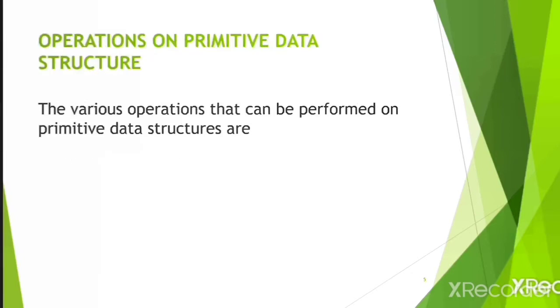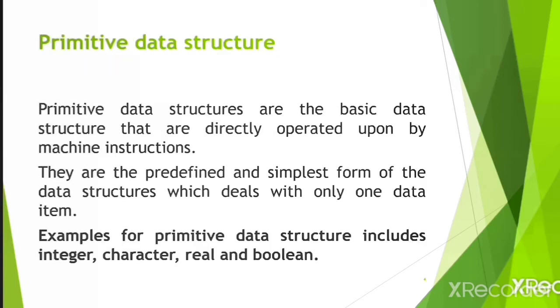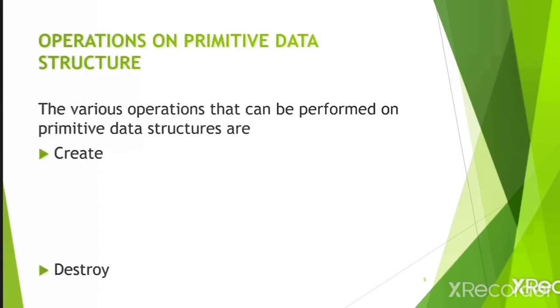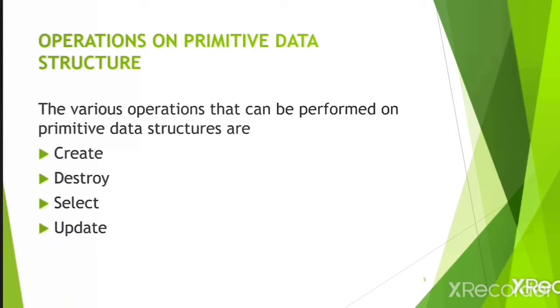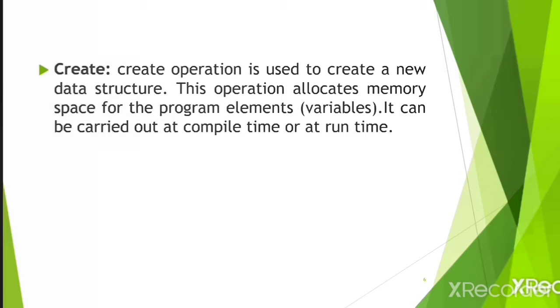Next, let us see the operations on primitive data structures. The various operations that can be performed on primitive data structures are create, destroy, select, update. Okay, so these are the four basic operations we normally carry out on primitive data structures. Let us understand each of these operations in detail.